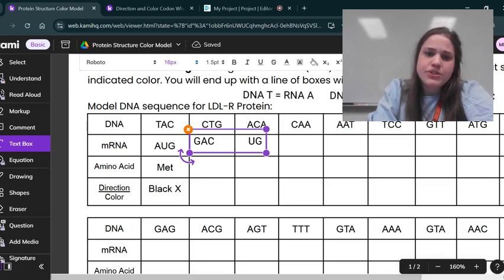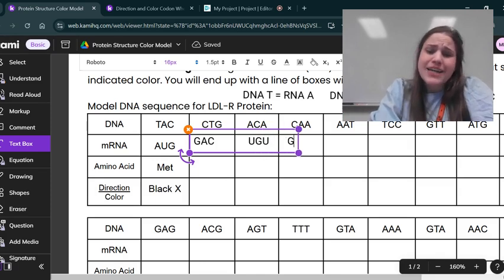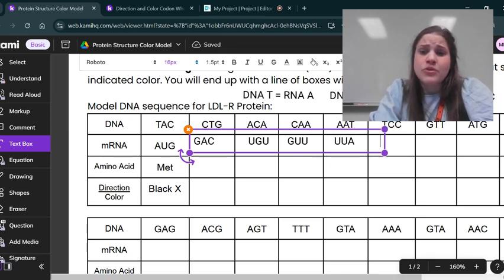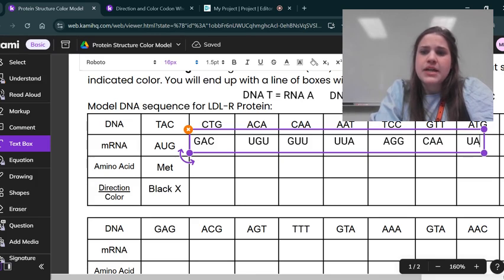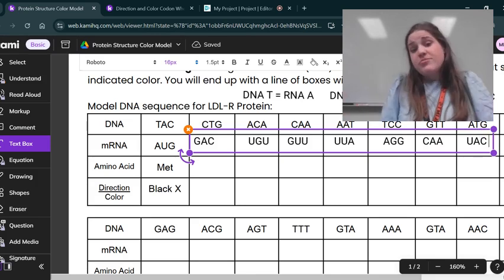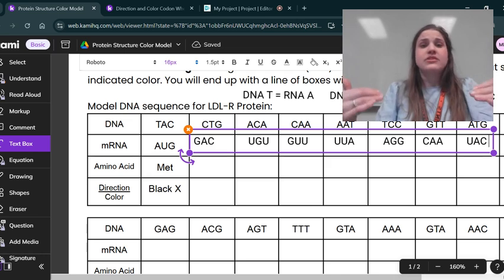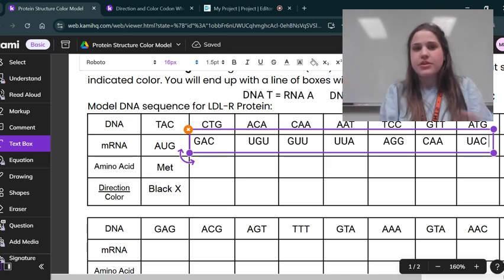C, I'm going to pair with G, U, and you just kind of get into a rhythm with it. You become pretty good at it. I don't recommend speeding through it, though, or you will make silly mistakes. And always just check your work. Then you've just made an mRNA strand. So the next step is to actually build a protein with this. This is, in theory, the instructions, the shorthand for how to build a protein.